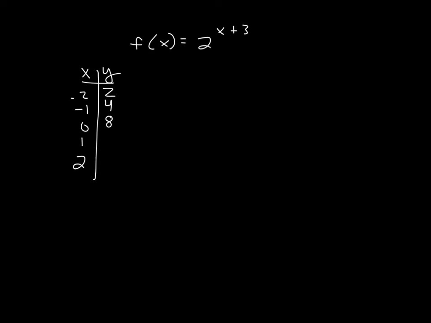I can see that this is going to go 2, 4, 8. The next one, I'm going to put a 1 in there. I'm going to get 4. That's 2 to the 4th is 16. These are going to keep getting bigger and bigger. So I have that idea of what's going to happen in the graph.